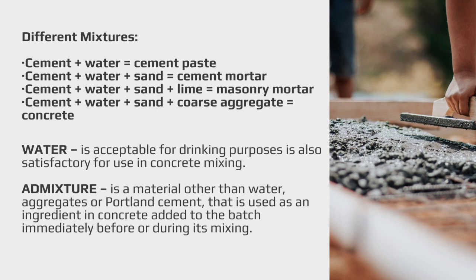Water that is acceptable for drinking purposes is also satisfactory for use in concrete mixing. Admixture is a material other than water, aggregates, or Portland cement that is used as an ingredient in concrete, added to the batch immediately before or during its mixing.